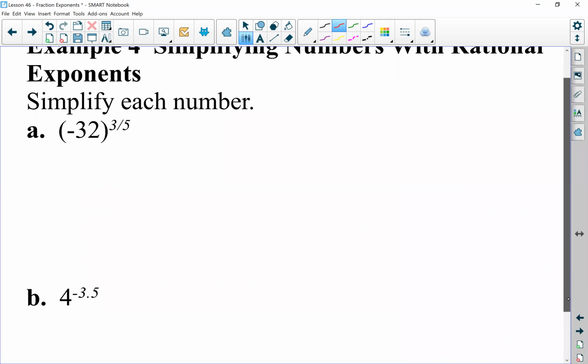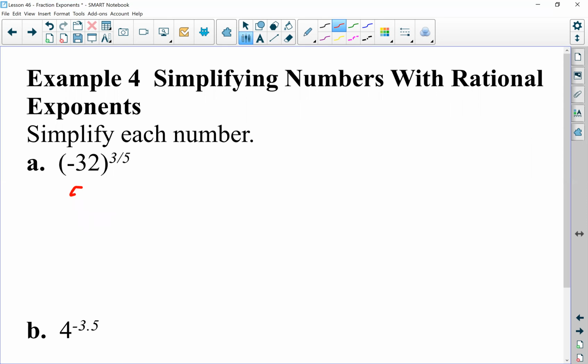A couple of others as we go through. Negative 32 to the 3/5. So this would be the 5th root of negative 32 cubed. Now again, you could use your calculator, take negative 32 in parentheses, take that to the 3/5 power. I'm going to show you how to do it kind of by hand.